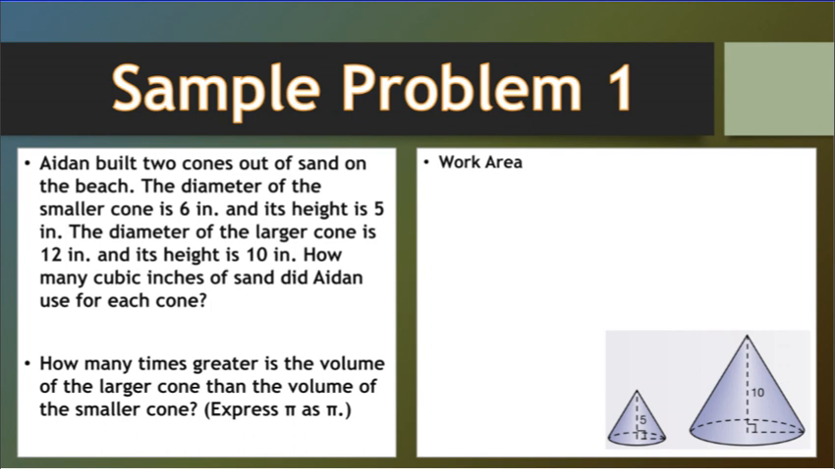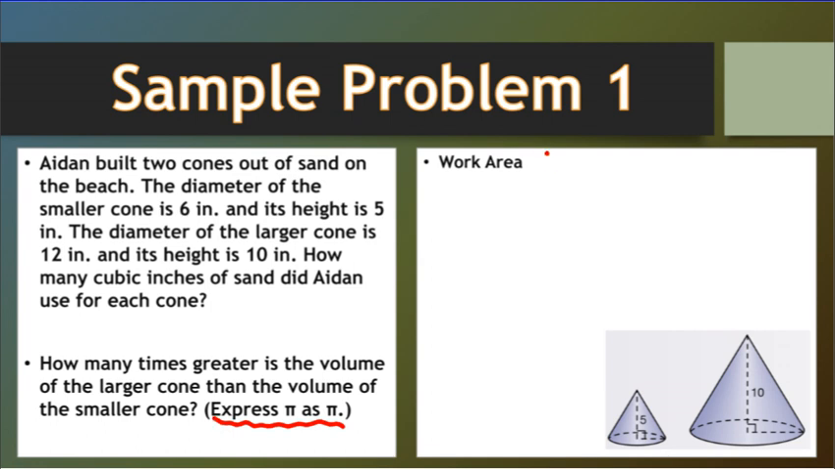Our first one, Aiden built 2 cones out of sand on the beach. The diameter of the smaller cone is 6 inches, and its height is 5 inches. The diameter of the larger cone is 12 inches, and its height is 10 inches. How many cubic inches of sand did Aiden use for each cone? And down below, here it says express pi as pi. We're going to do that for both of these.